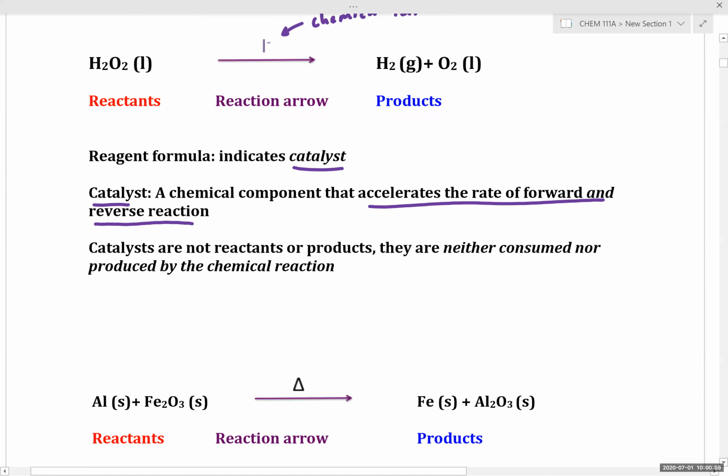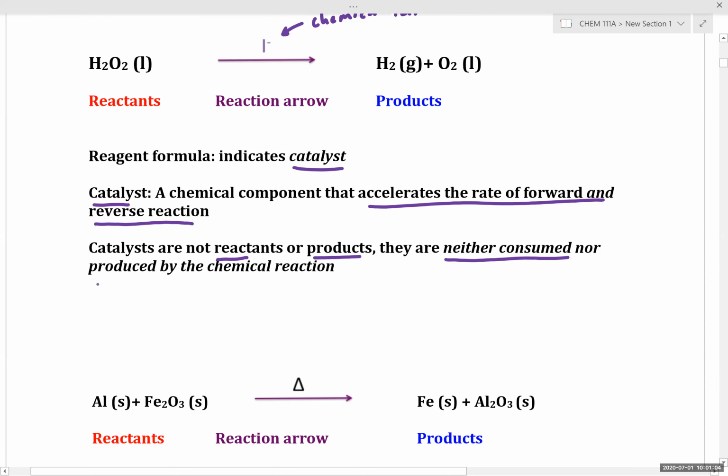So catalysts are not reactants or products. They are neither consumed nor produced by the chemical reaction. A catalyst simply accelerates the rate of reaction, but is neither produced nor consumed. So it's not a reactant or a product. It's neither.